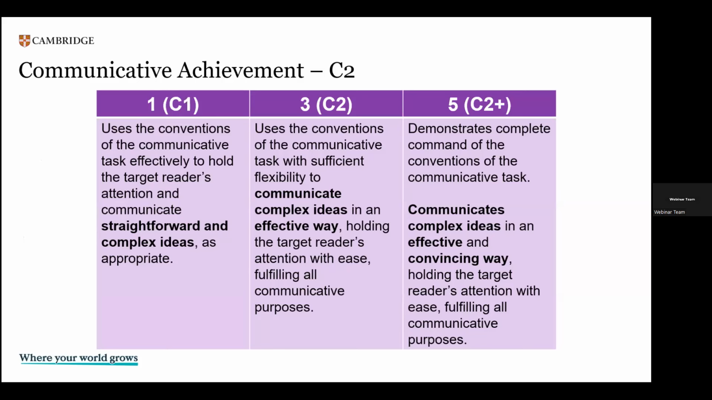Okay. To communicate complex ideas in an effective way, fulfilling all of the communicative purposes. So the reader needs to be fully informed. They need to understand everything. Okay. And you need to communicate not just simple ideas, but complex ideas, and explaining them and describing them.